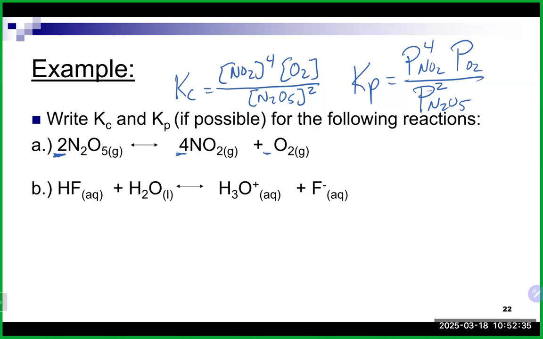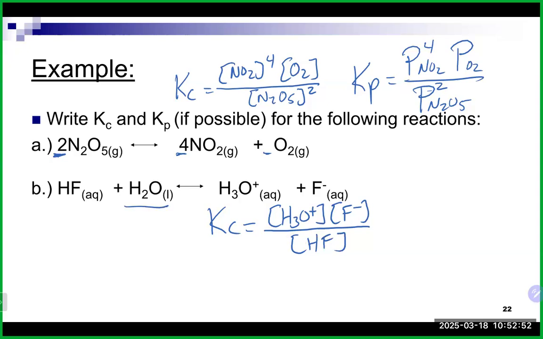For the bottom one here, we could write our Kc. Our Kc will again be our products, so that is H3O plus times F minus divided by our reactants, which is HF. Should I include the water here? I should not, because again, it is a pure liquid, so it would not get included in this particular case.